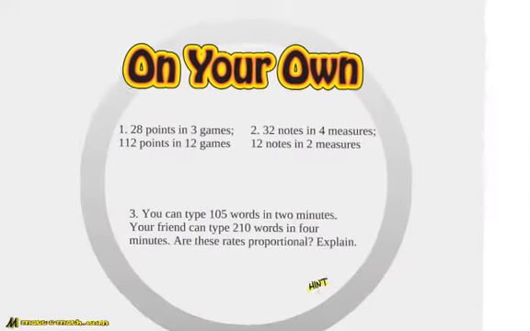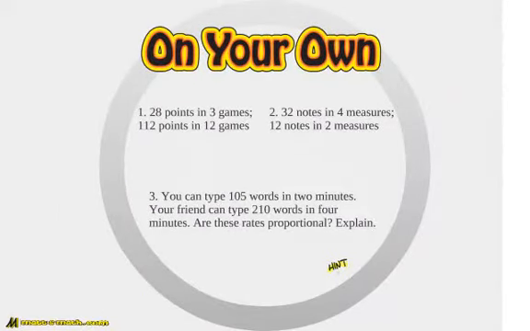All right. Why don't you work on these on your own? 28 points in 3 games, 112 points in 12 games. Is that the same rate? Are you doing the same per game? 32 notes in 4 measures and 12 notes in 2 measures. Are those the same? And you can type 105 words in 2 minutes, and your friend can type 210 words in 4 minutes. Are these rates proportional? Please tell me why.